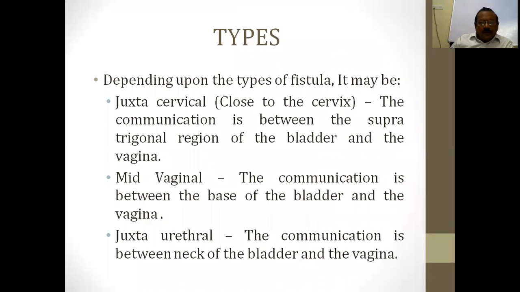Types depend on the site of the fistula. It may be juxtacervical, close to the cervix. The communication between the supratrigonal region of the bladder and the vagina is called a high fistula. The mid-vaginal fistula is a communication between the base of the bladder and the vagina. And juxta-urethral is the communication between the neck of the bladder and the vagina.